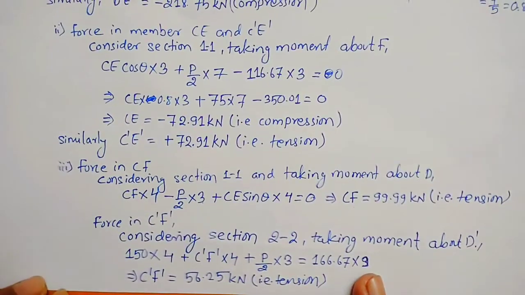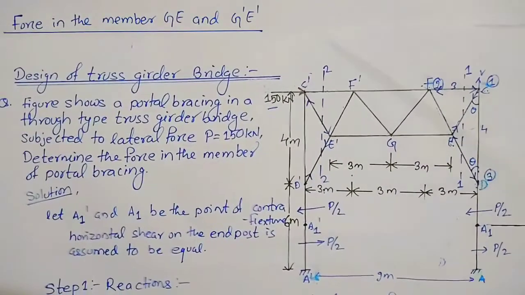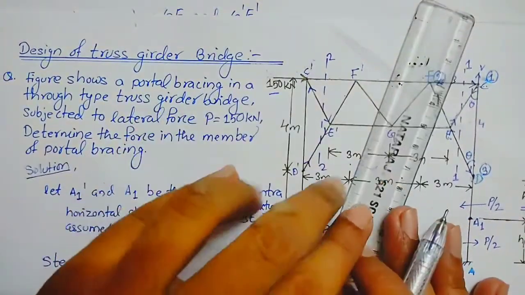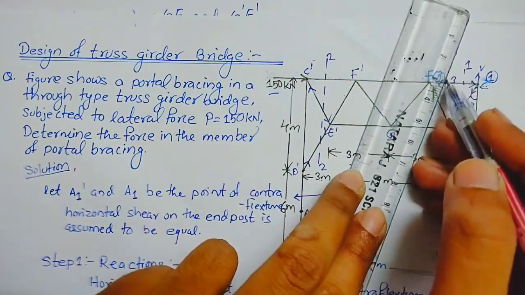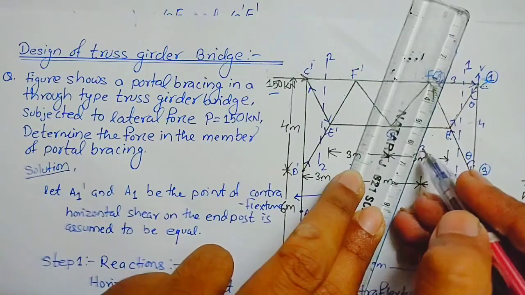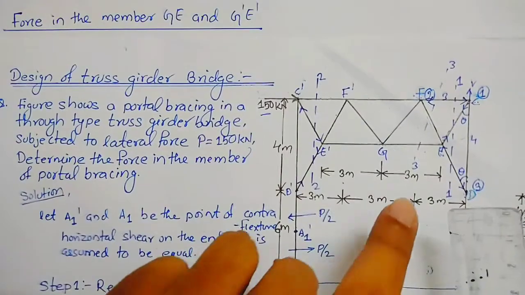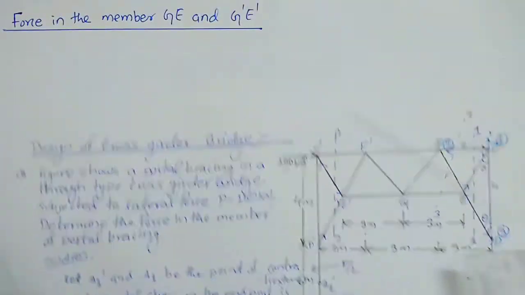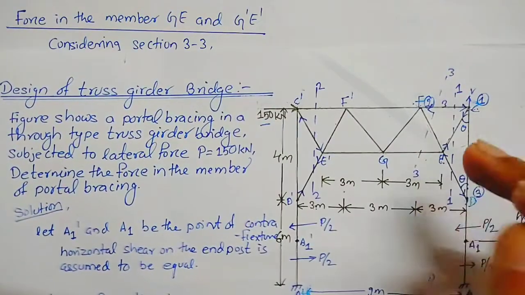Now guys, let us find the force in other members of this portal bracing. So now let us find the force in the members GE and GE dash. So again we will need to take a section which will split this portion GE into two sections, and let this be denoted by 3 3. So we will write here, considering we are finding the force in member GE and considering section 3 3. So I am considering section 3 3 and finding the force in GE.